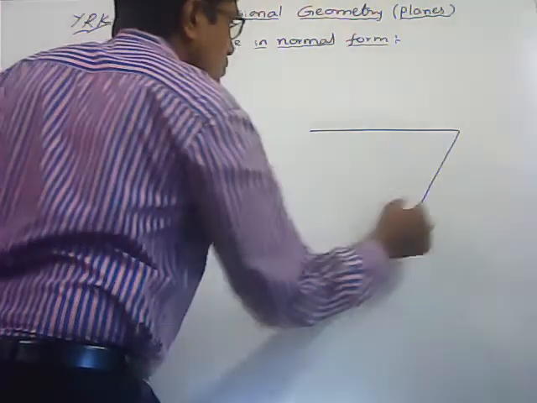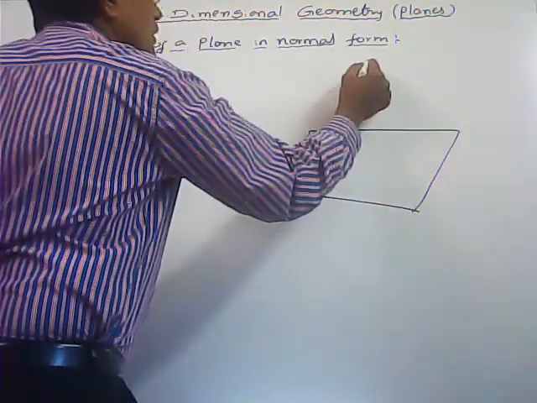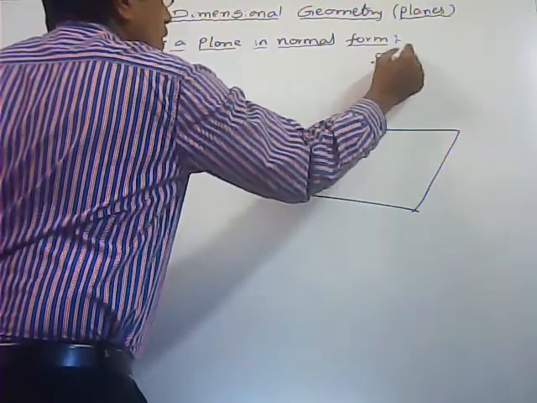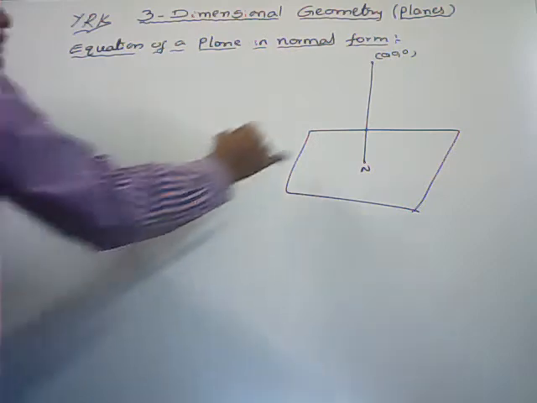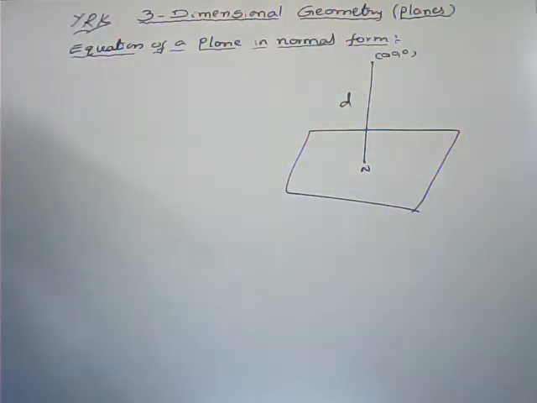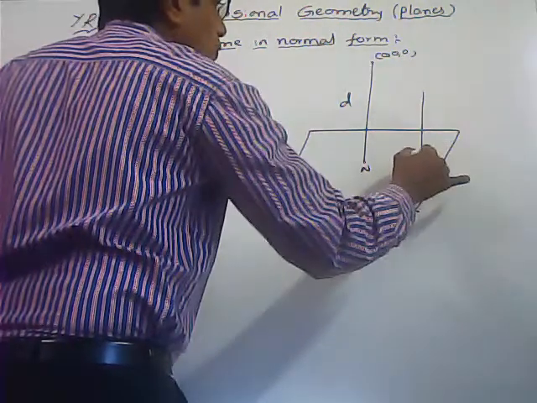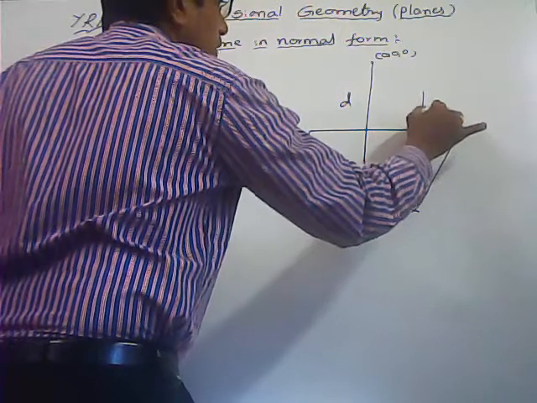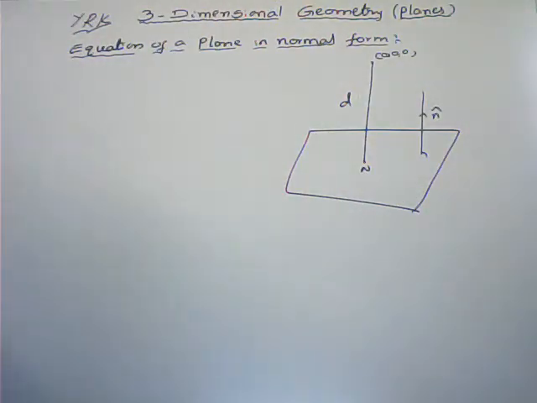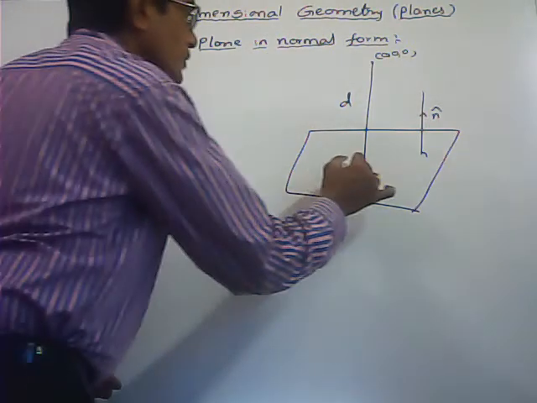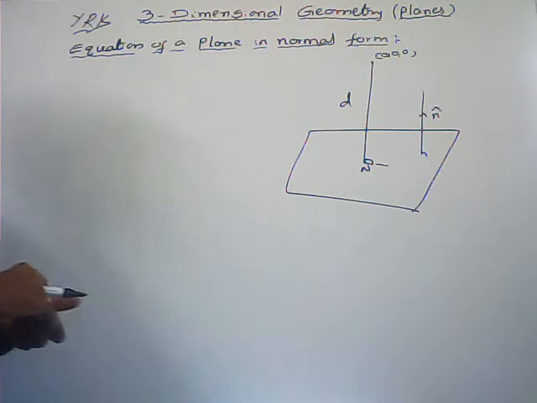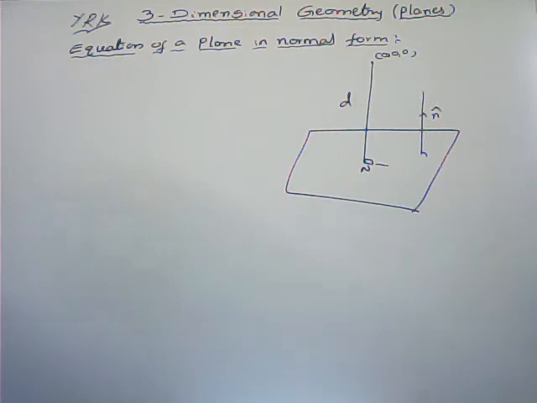Here, this is one of the planes. This is the origin. The perpendicular distance from the origin to this plane, I am taking as D. The perpendicular distance from the origin to that plane is given, and the normal unit vector, n cap, is given. In this condition, how do we get the equation of the plane?